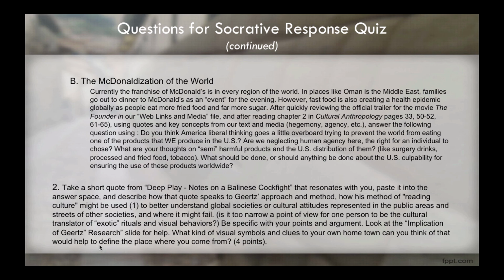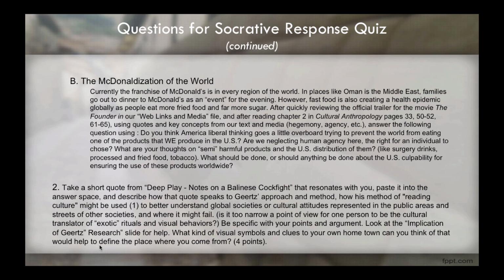For instance, is it too narrow a point of view for one person to be a cultural translator of exotic rituals and visual behaviors? Go to the implications for Clifford Geertz slide for some help there. Be specific, though, with your points and argument. Look at the implications of Geertz's research slide for that help.